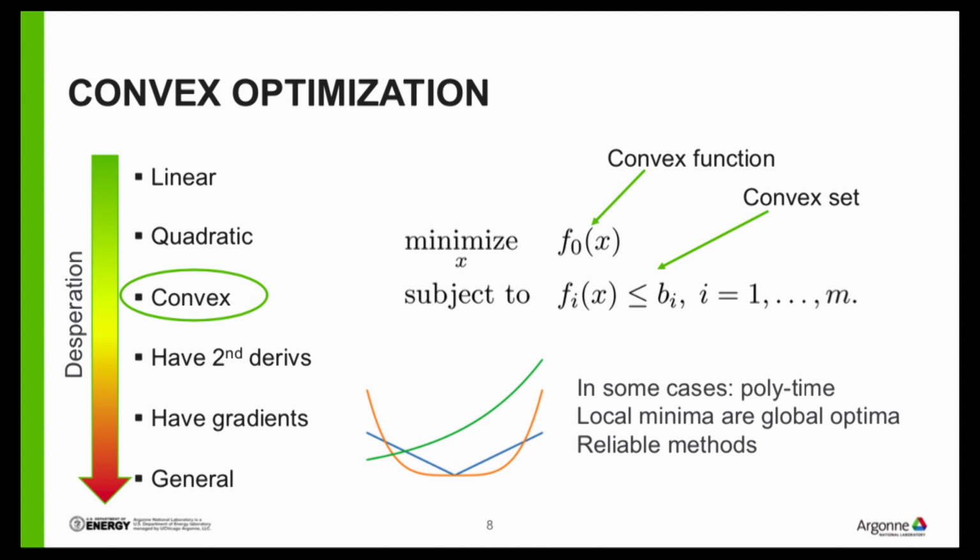In some cases, you still have a polynomial time algorithm. The great thing is that you still have that local minima or global optima. And this isn't as perfectly developed, but there are reliable methods that are specifically good for convex optimization.